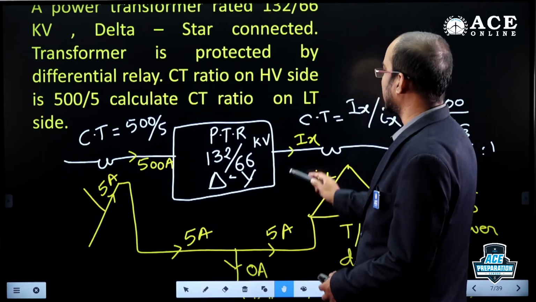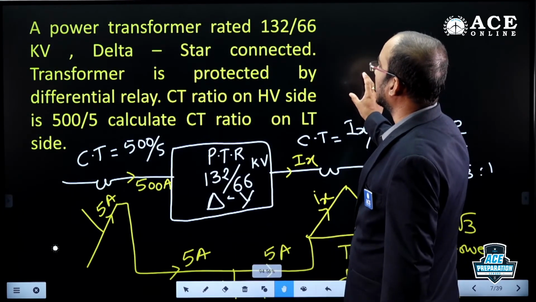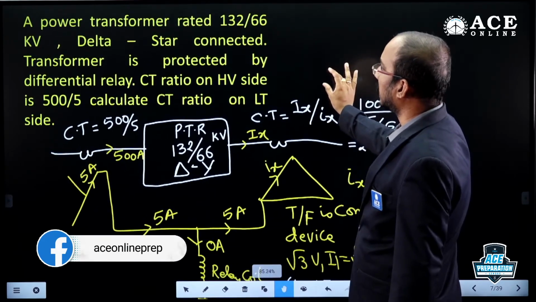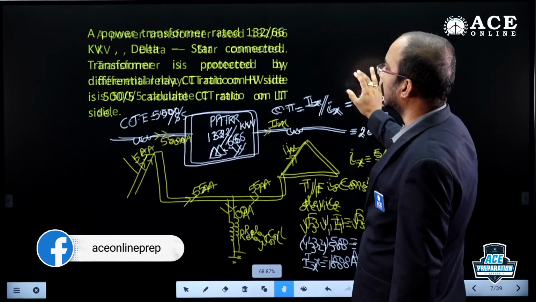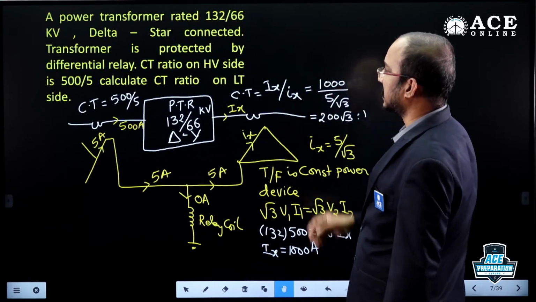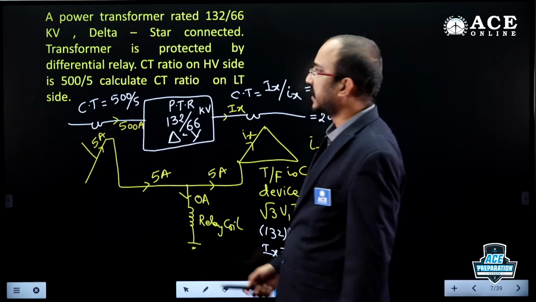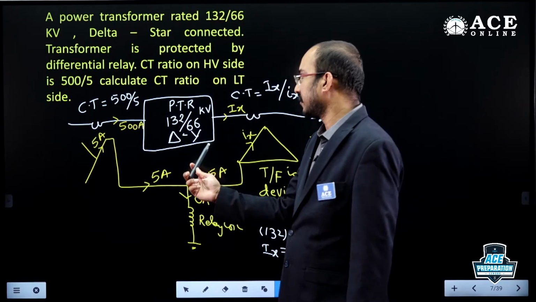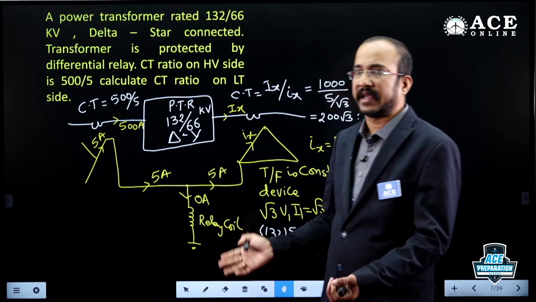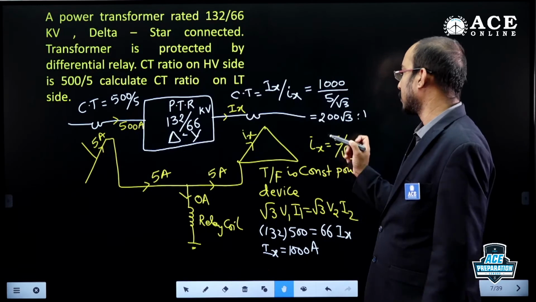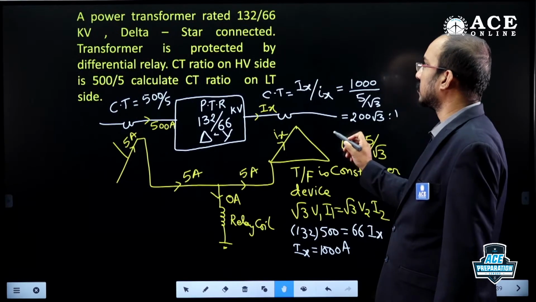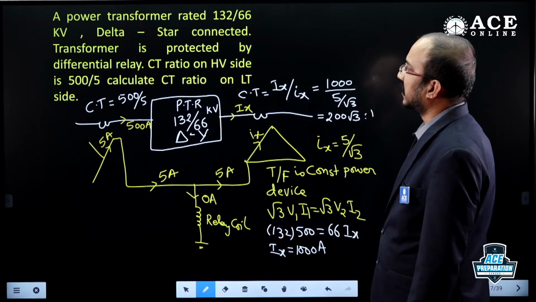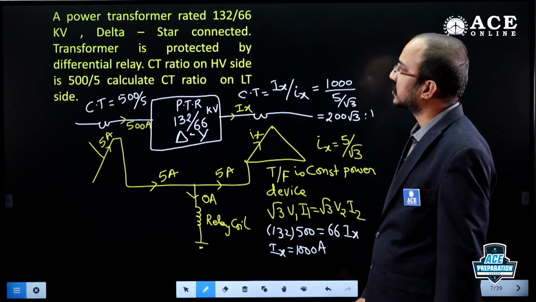So in the problem, what has he given? The power transformer rated 132 by 66 kV, delta star connected, is protected by a differential relay. Whenever the power transformer configuration is delta star, the CT configuration should be the opposite. So our answer is 200 root 3 is to 1. Right. Let's move to the next question.